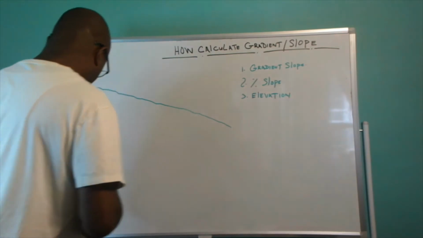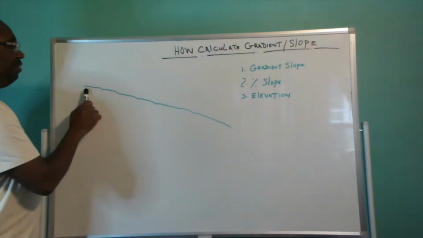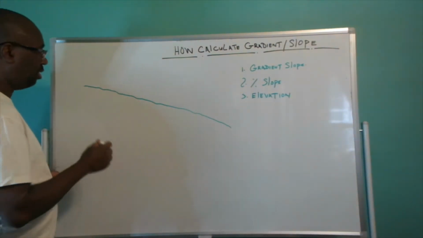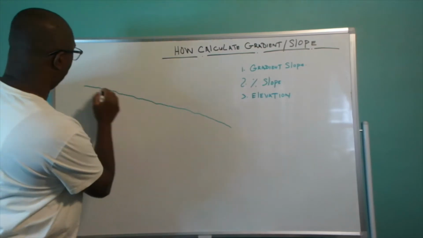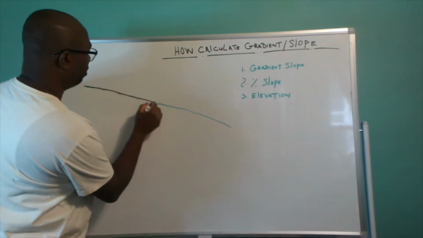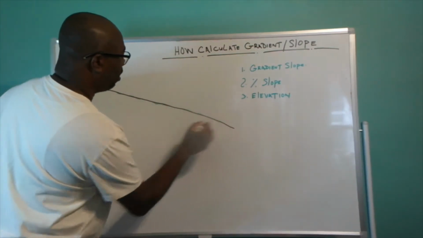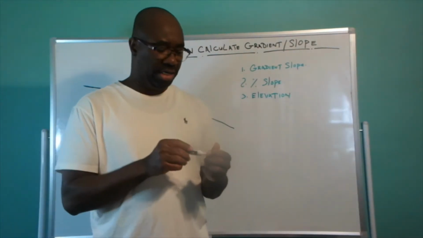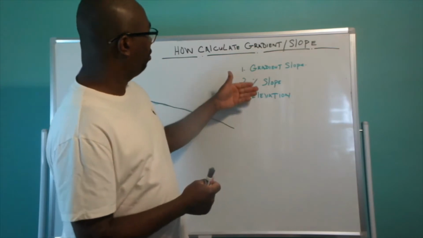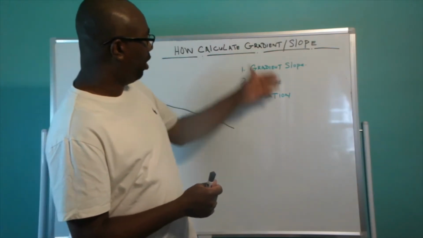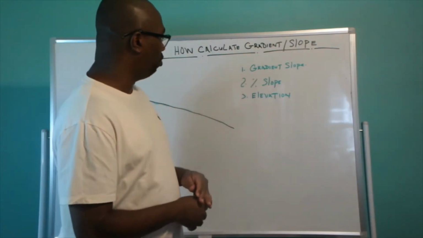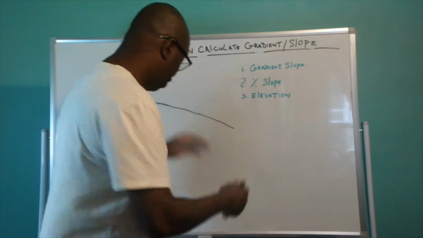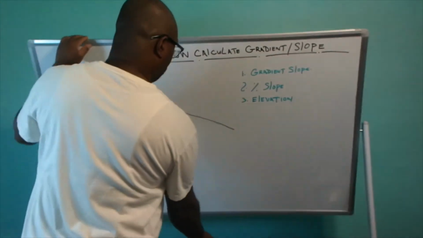So if you imagine you're working on a piece of land like this, the land is sloped in this direction, right? I am going to show you how to calculate all these three items: the gradient of the slope, the percentage of the slope, and the elevation. So let's get into it.